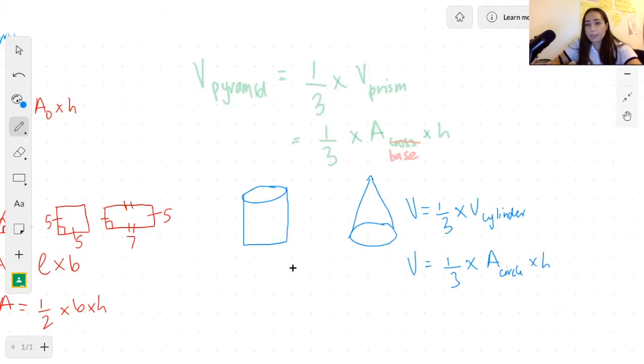Now, it's not necessary that you find the respective prism. It's basically just necessary for you to identify the base of the pyramid and then multiply it by the height of the object.